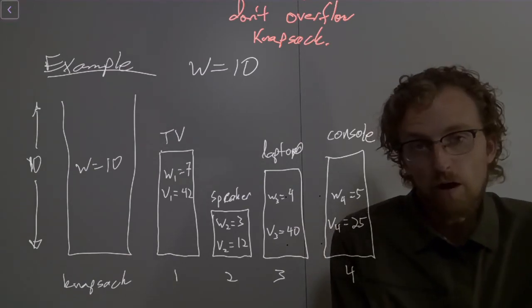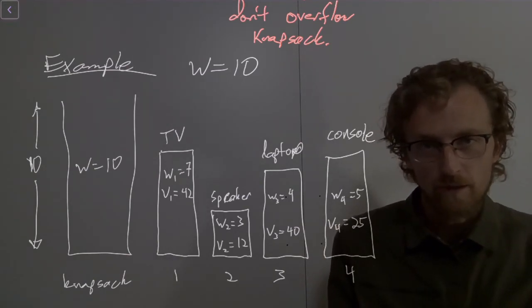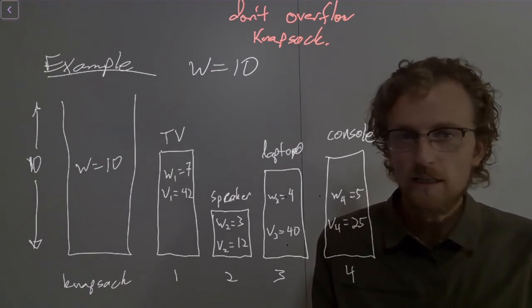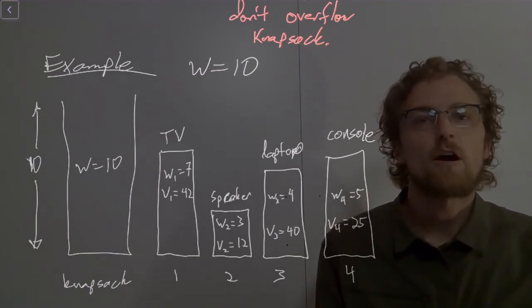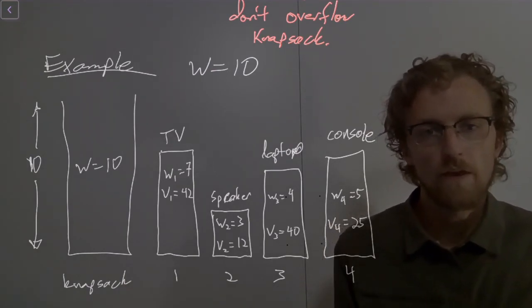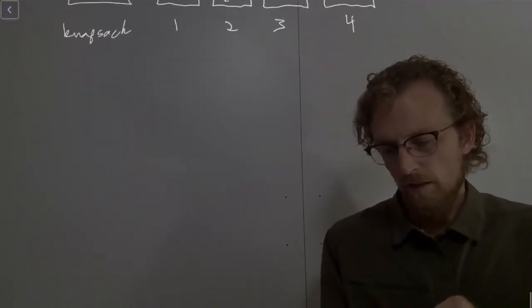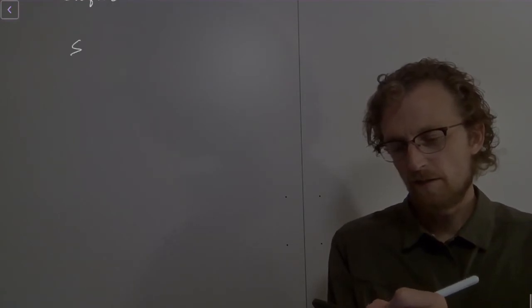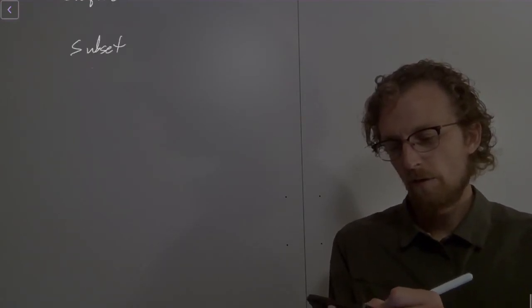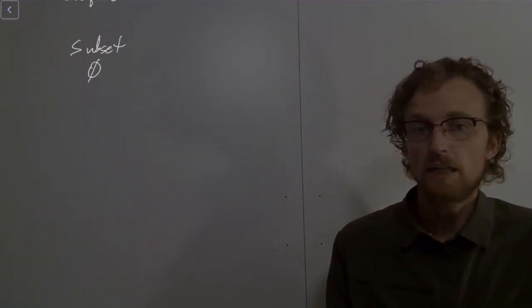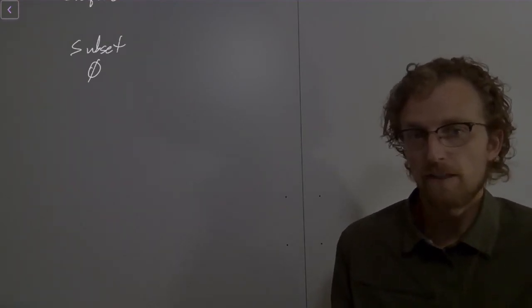What I'm trying to select is a subset of these items. So let me write down all 16 subsets, figure out what their values are, figure out what their weights are, and then take the one that has the largest value and weight. Okay, so what are our subsets? Well, we could take nothing, right? That's a feasible solution, right? That fits in our knapsack.